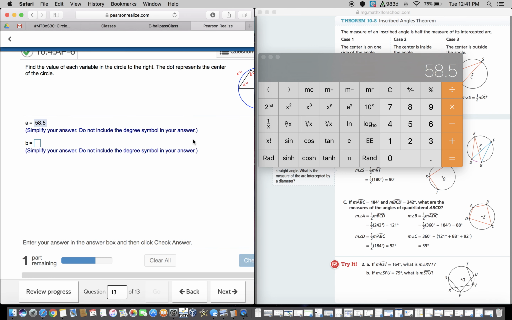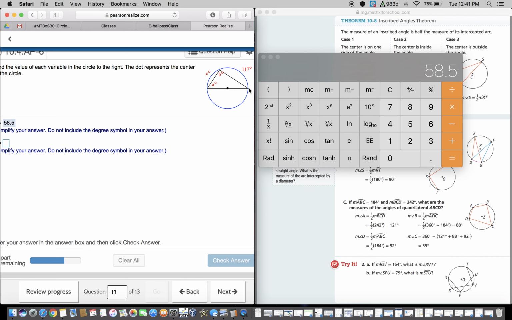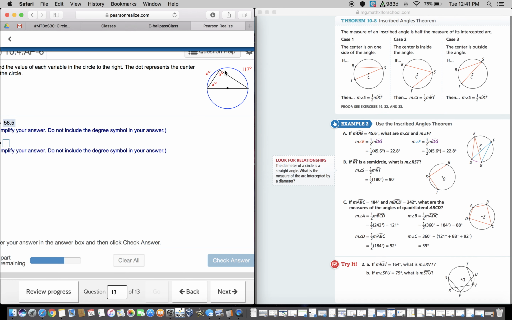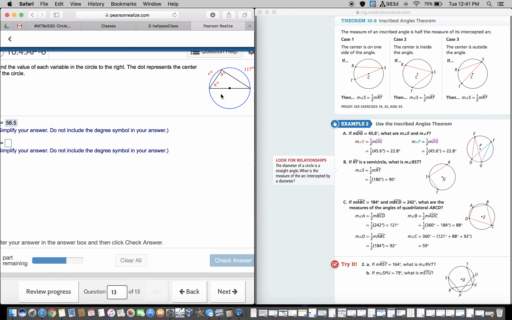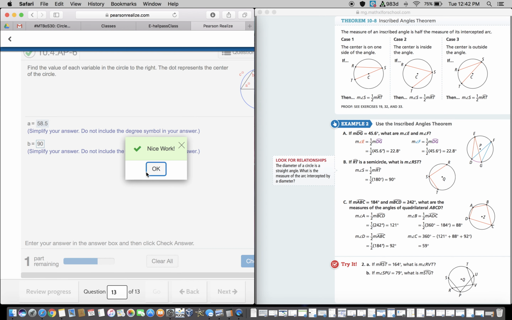Now if I look at B, it looks like a 90-degree angle, right? Because again, it's on the line. If B is on the line, I believe that's going to end up being a 90-degree angle, just because it looks like it.